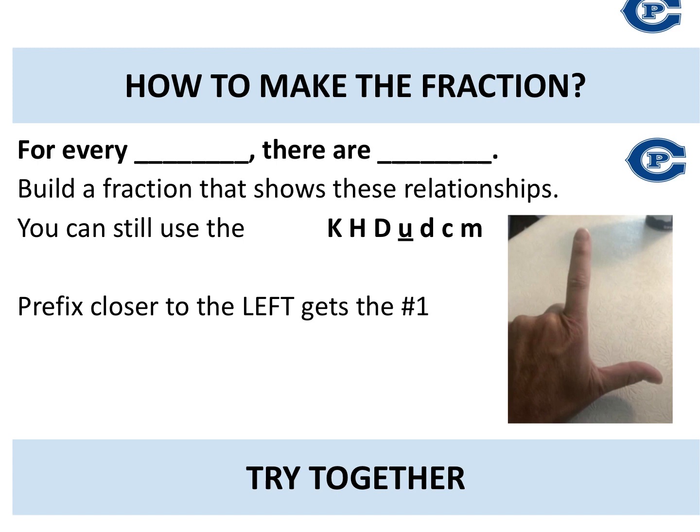Now, when you are making the fraction, you always want to use the "for every" speech. Essentially, what this means is I ask with my base unit to figure out how many are in that unit. So for example, for every meter, there are 1,000 millimeters. This is helpful because it helps you build that fraction to show these relationships. Your prefix closer to the left will always get a 1. So for example, like I said, for every 1 meter, there are 1,000 millimeters.